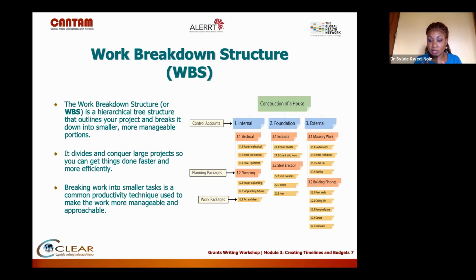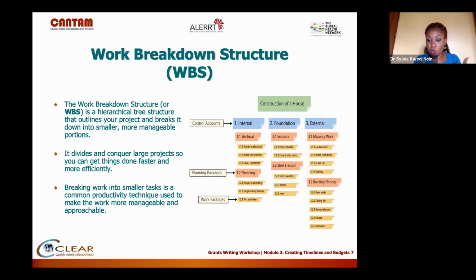Now, let's take this example of building a house. Here, it's broken down into 3 different major tasks. You have the internal work, the foundation work, and then the external work. In the internal work, you have electrical work, and then you have plumbing. Now, that's already one level of breaking down.